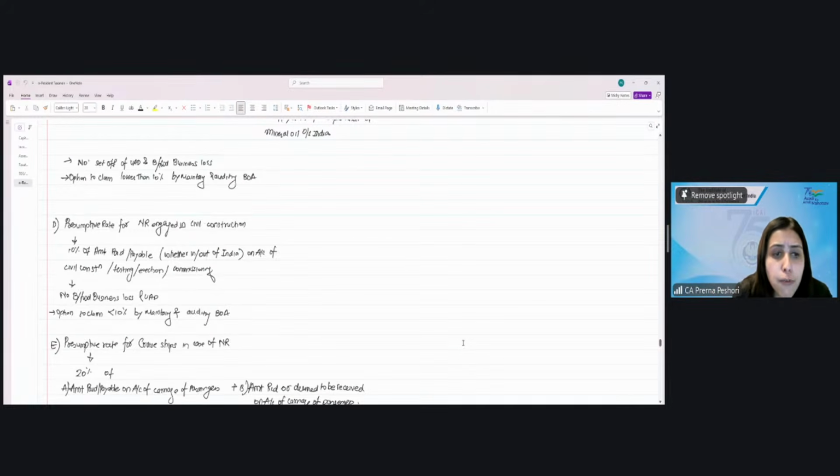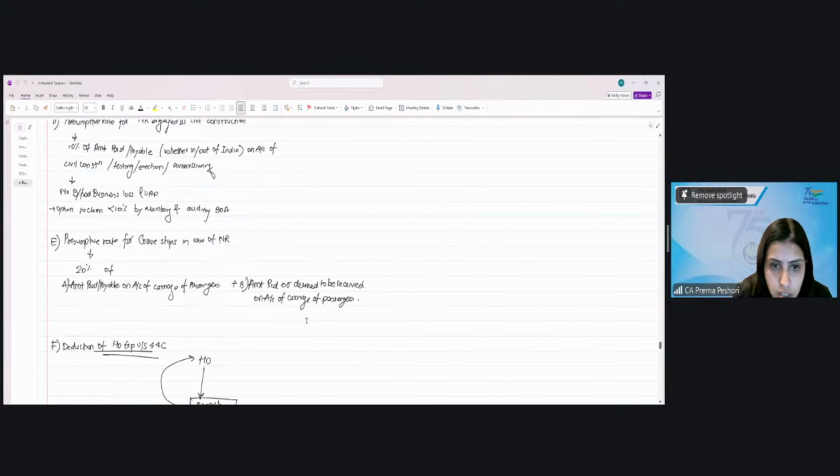Next is the presumptive rate for the non-resident engaged in civil construction or turnkey power projects. Here you have an option to claim 10%. You have an option to claim lower than 10% if you get the books audited. Then in respect of cruise ships, the presumptive rate is 20% of the amount paid or payable on account of carriage of passengers, or received or deemed to be received on account of the carriage of passengers. Okay, so these are the presumptive provisions which are applicable.